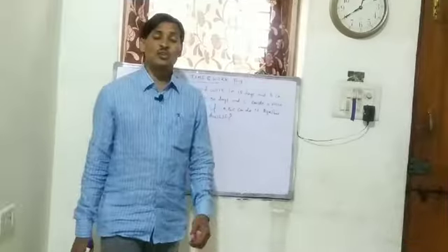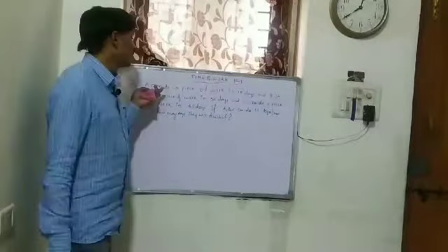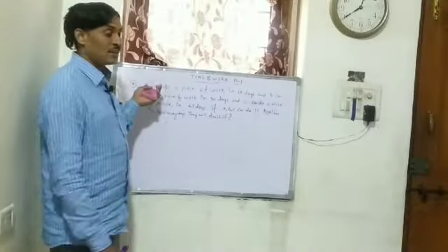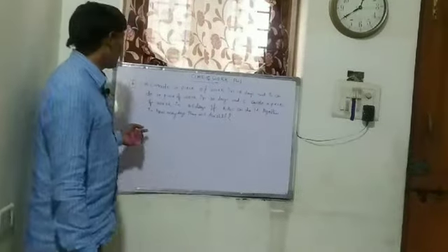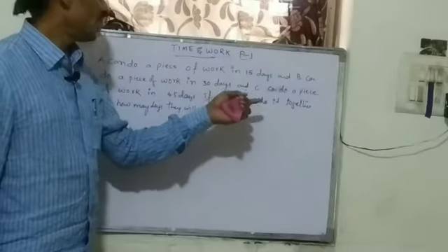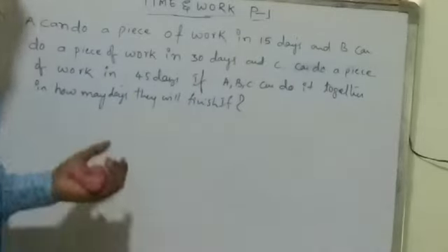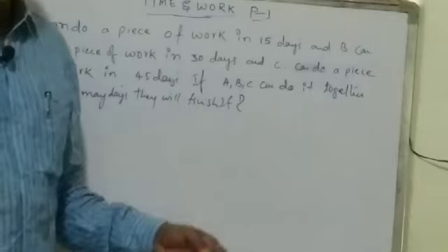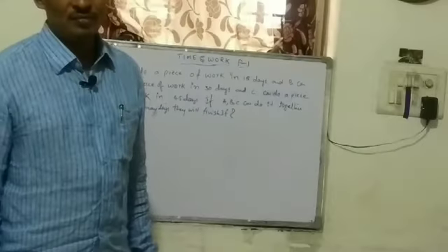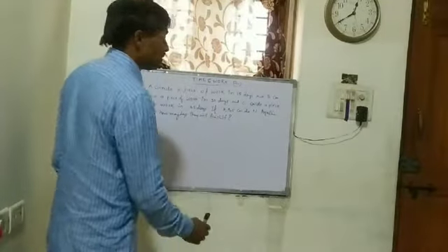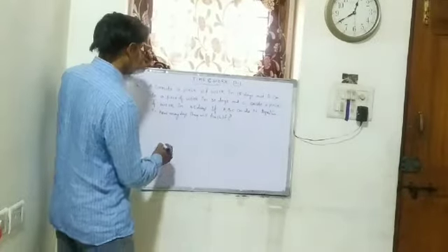Okay, now we go for the second question. A can do a piece of work in 15 days, B can do a piece of work in 30 days, and C can do a piece of work in 45 days. If A, B and C work together, in how many days will they finish it? This is the second question of time and work. First we will see the general method, then go for the shortcut method.